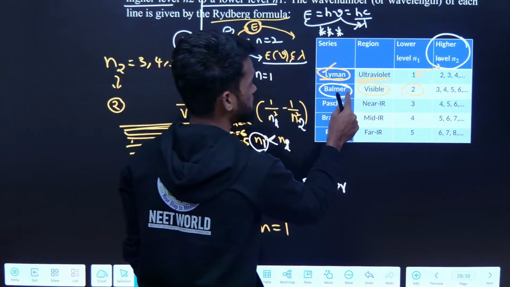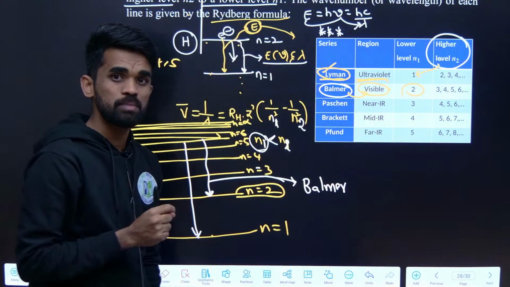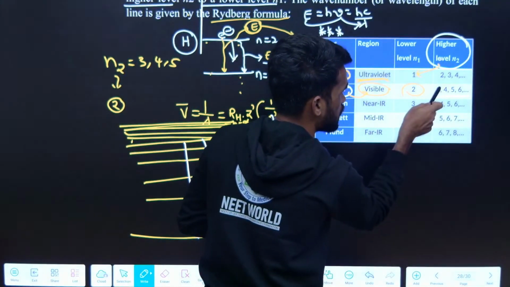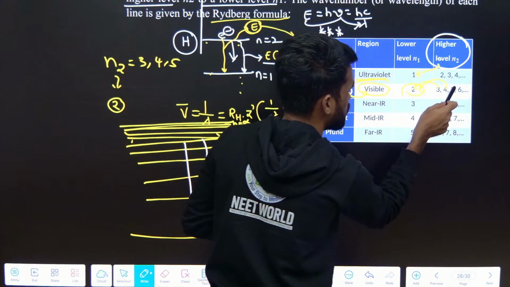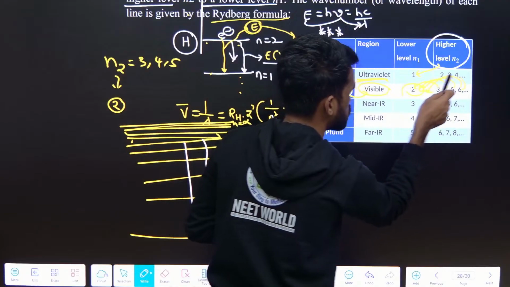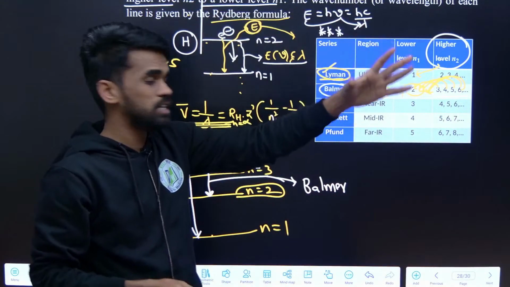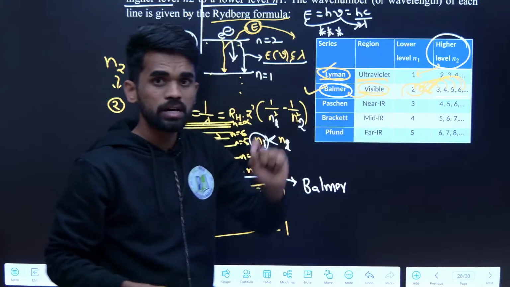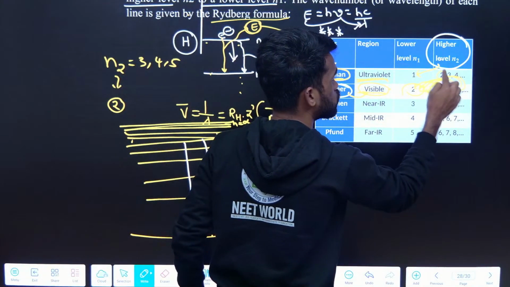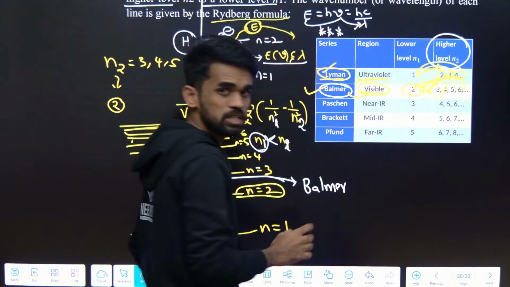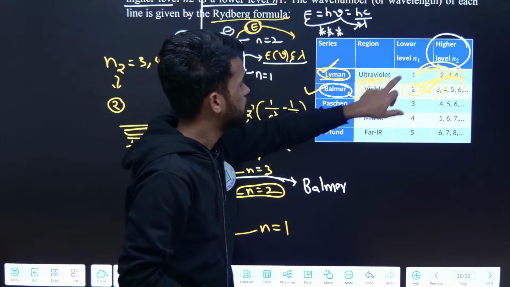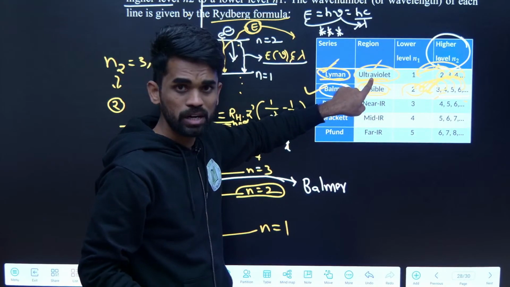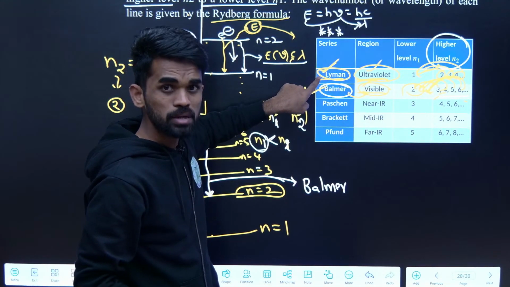So all Balmer series lines appear in the visible region. Balmer series lines mean third energy state to second, fourth to second, fifth to second, sixth to second, seventh to second, eighth to second, like that. Any higher energy state falling to the second energy level comes in the Balmer series and appears in the visible region. And from any higher energy state like 2 to 1, 3 to 1, 4 to 1, that appears in the Lyman series, in the ultraviolet region.